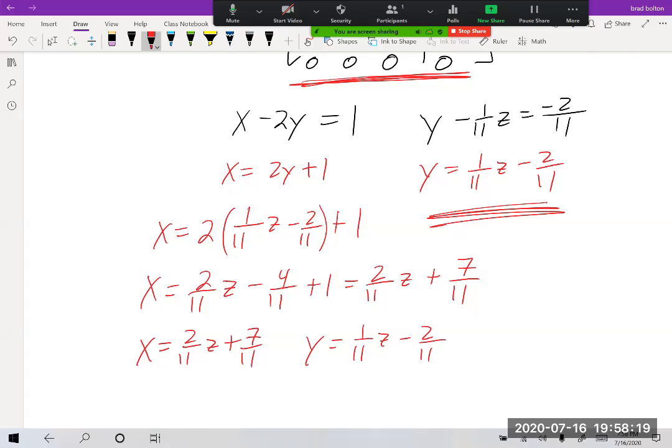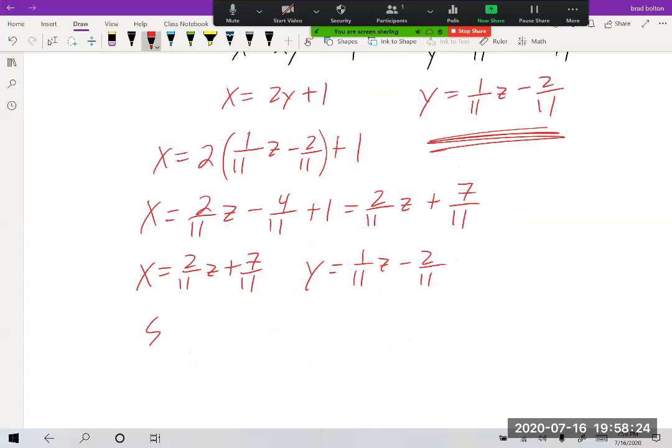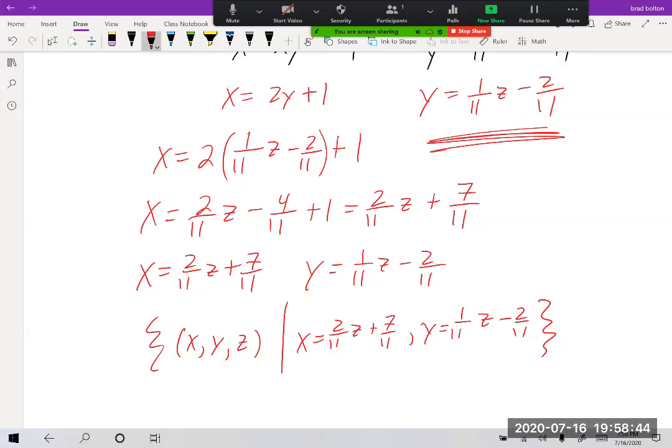So the way sometimes they ask you to write this is what they might call the solution set. They may ask you to write it like this: x comma y comma z, such that x is worth 2 over 11z plus 7 over 11, comma, y is worth 1 over 11z minus 2 over 11, and z equals any real. That is oftentimes how you have to write a dependent system.